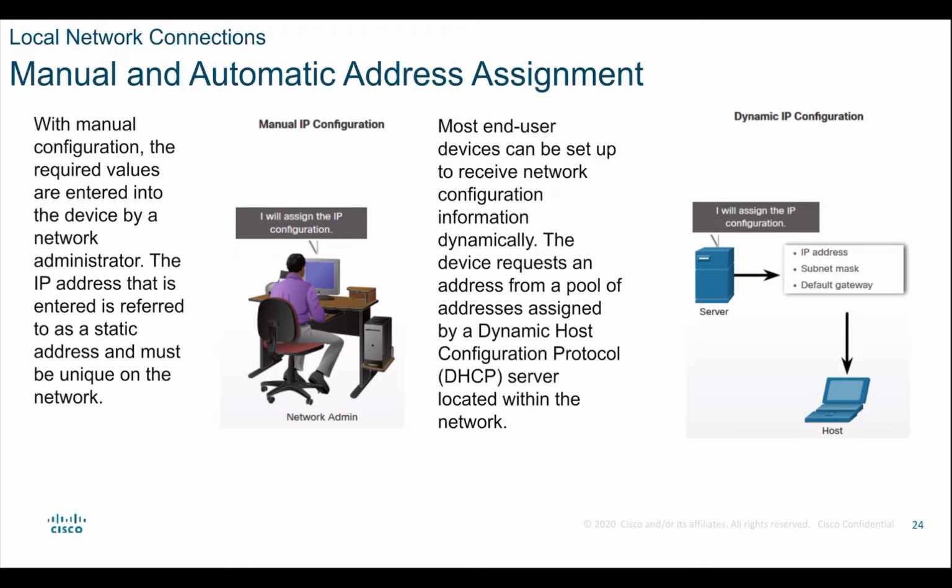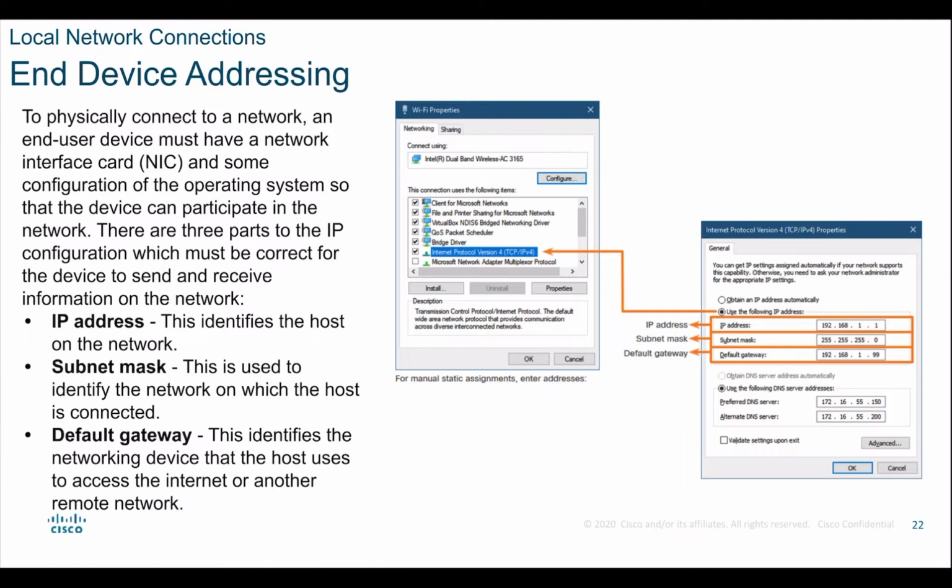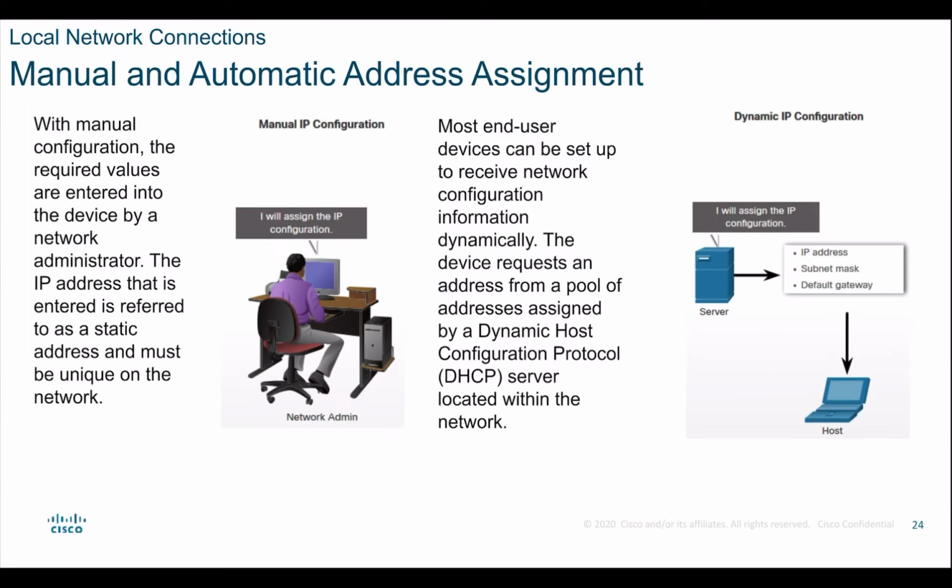So there's two different ways to get an IP address. First and foremost, you can go to this dialog box that you see here, and you can check that little box that says use the following IP address and type it in, and you're good to go. So you can manually put in all that information.